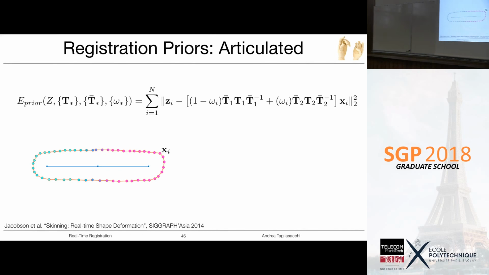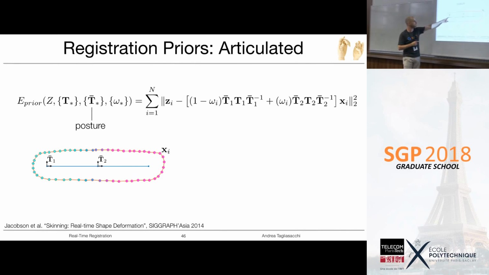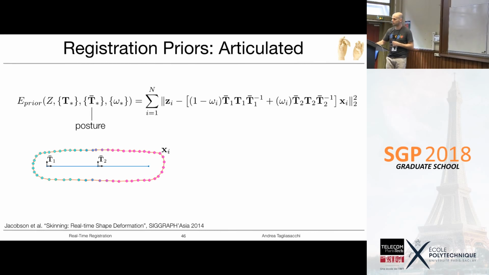So if you're not familiar with linear blend skinning, which you might as well easily be, the T-bars basically define coordinate frames. The omegas define how each point is attached to a coordinate frame, and then the T without the bar tells how the transformation is applied to that particular point.